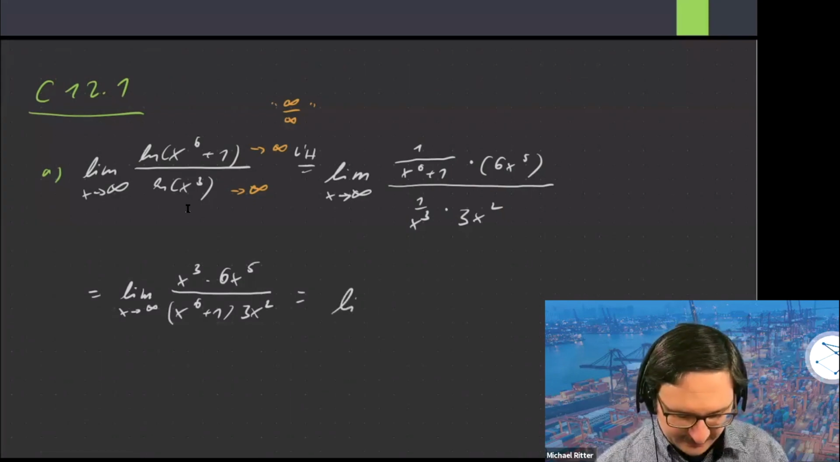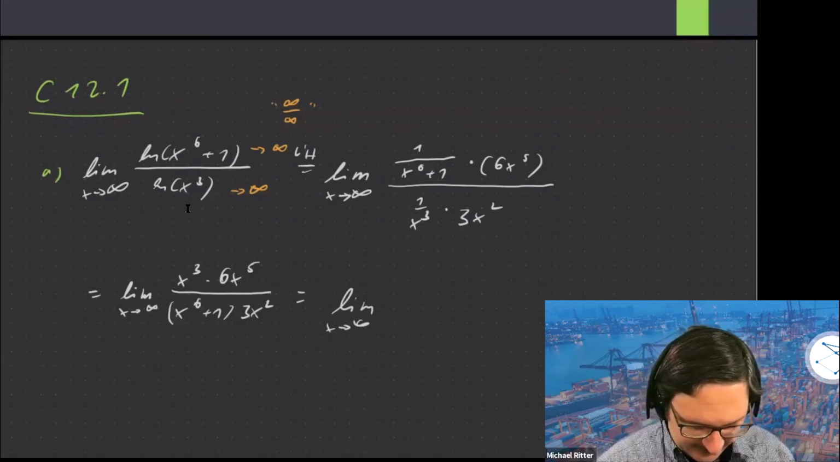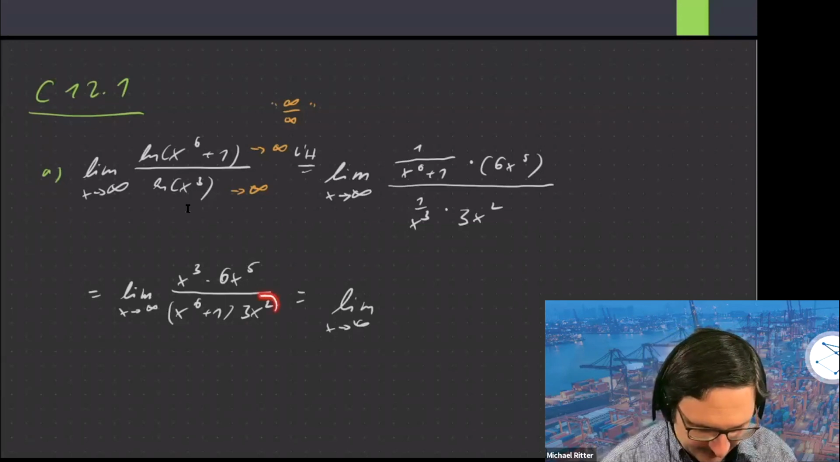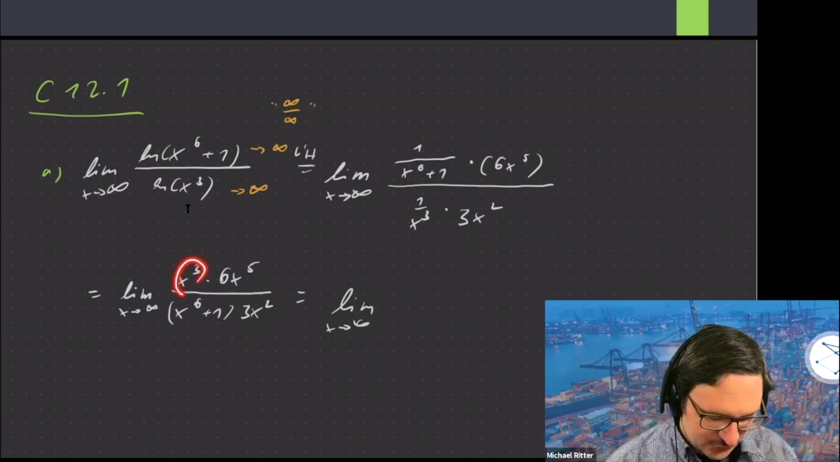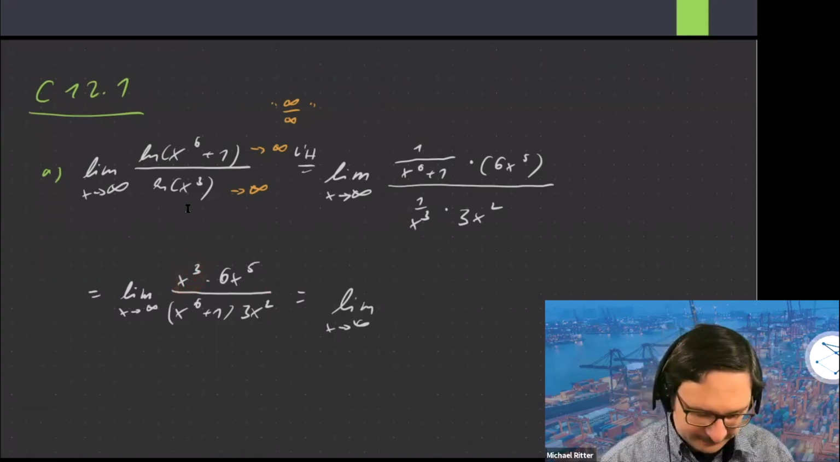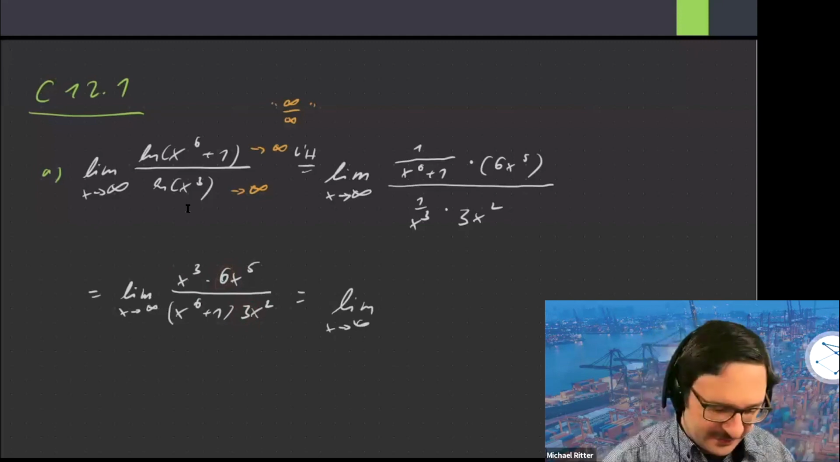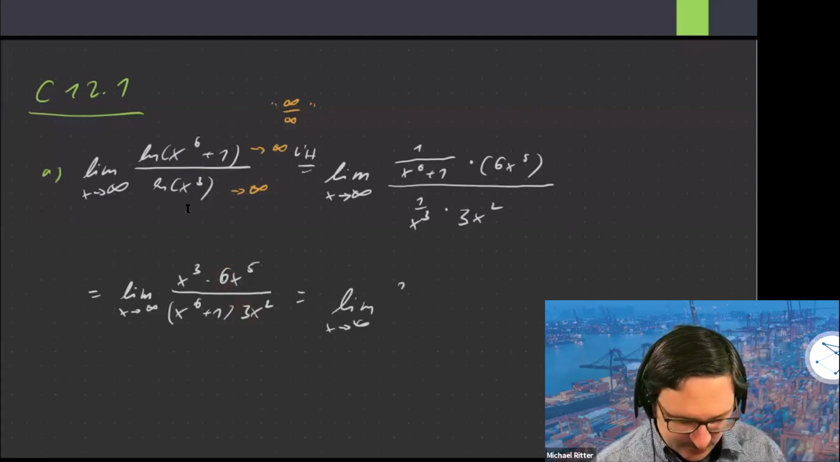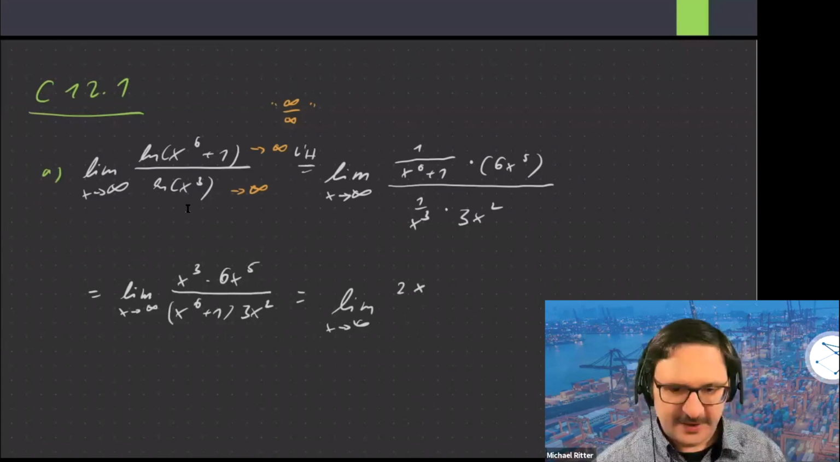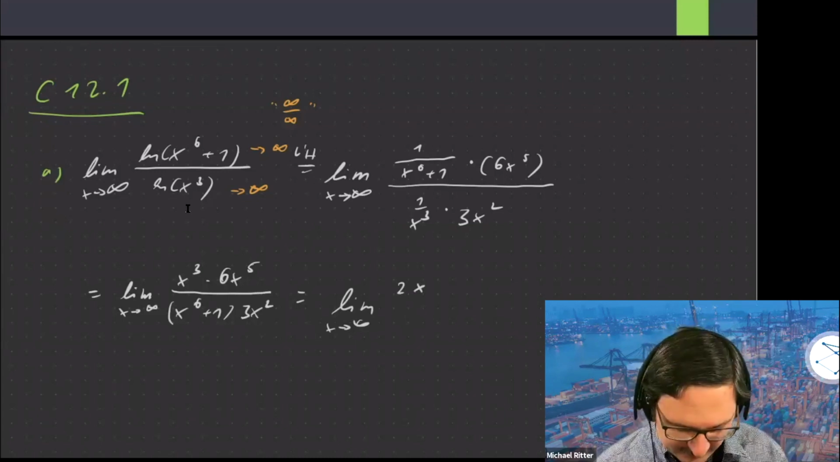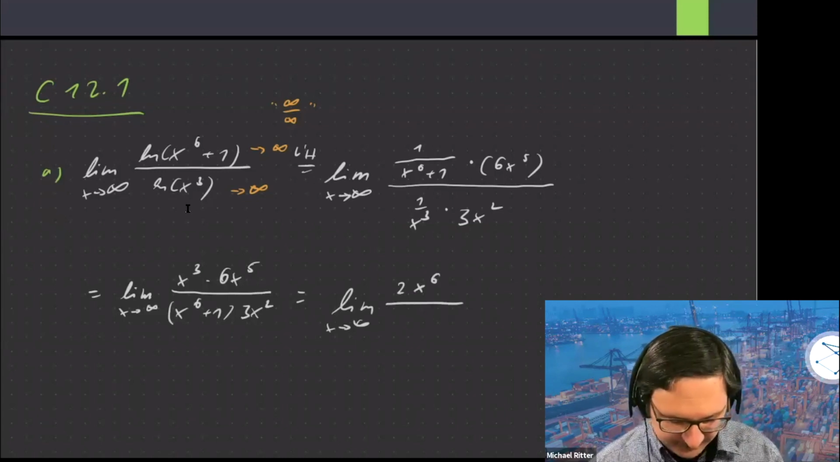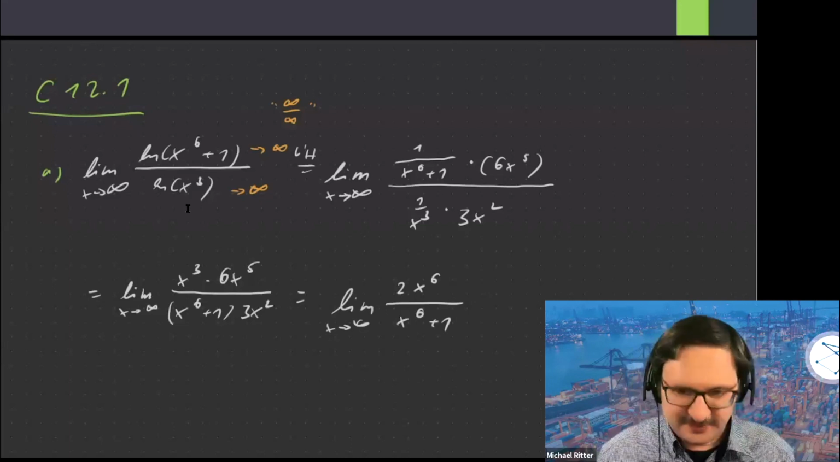Now let's simplify a little more. What do we get here? Let's see. So x to the power of 2 cancels out with this one here, which leaves us with 1 over x. And for 6 and 3, we can also cancel a factor of 3 out here. That leaves us with 2x times x to the power of 5, which is 2x to the power of 6. Sorry, for the numerator we get x to the power of 3 over that, and for the denominator, x to the power of 6 plus 1.